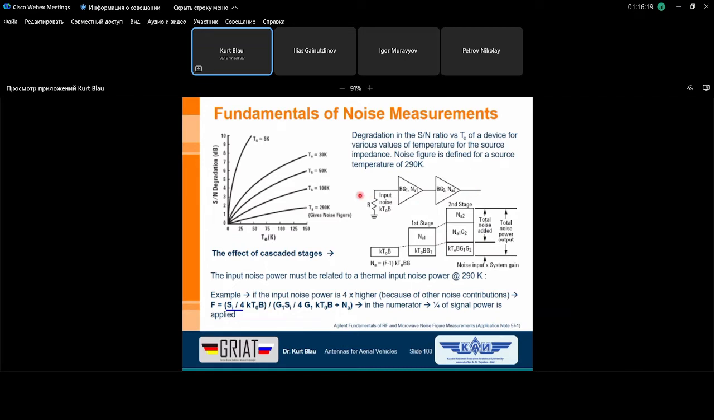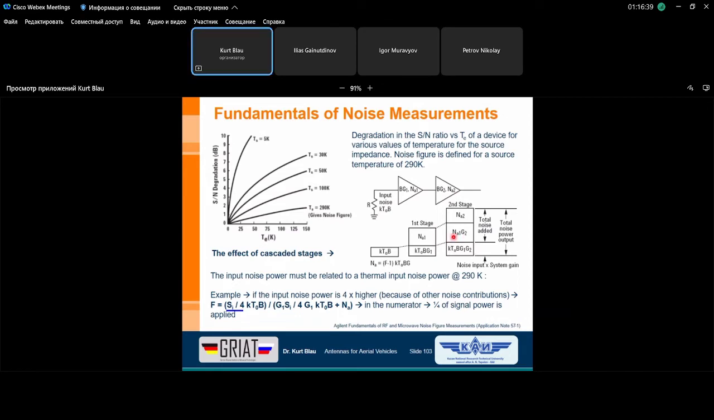We look through both amplifiers, and the smallest bandwidth determines the equivalent bandwidth, which occurs in this formula here. This part of the output noise power is given by our only thermal input noise power. It's shown here.